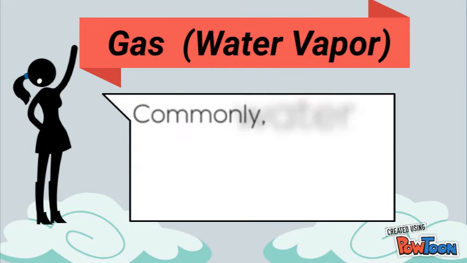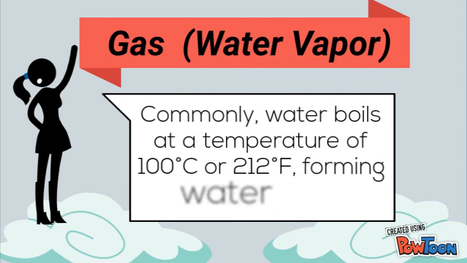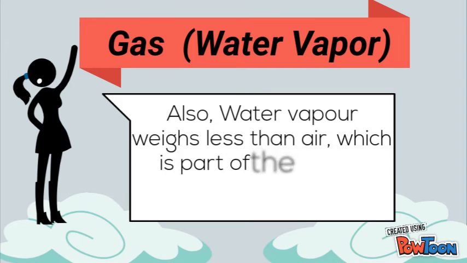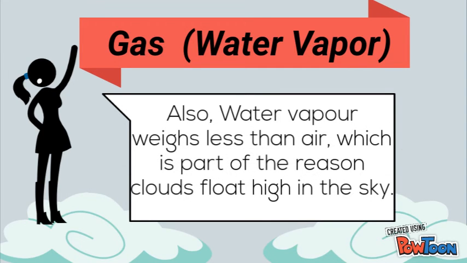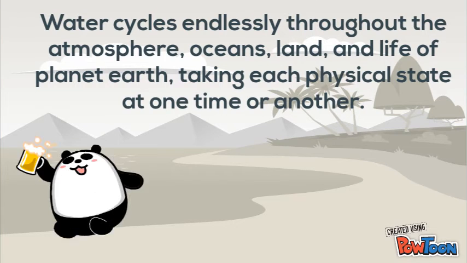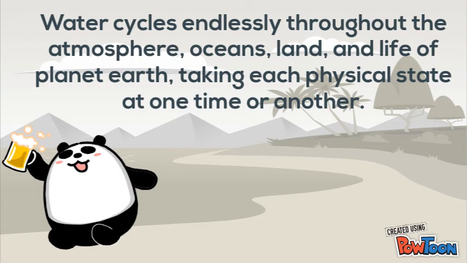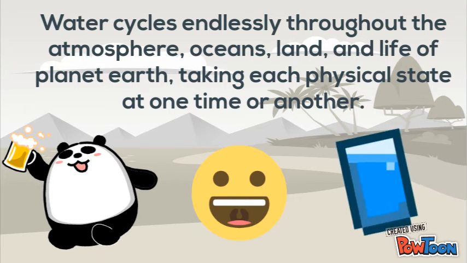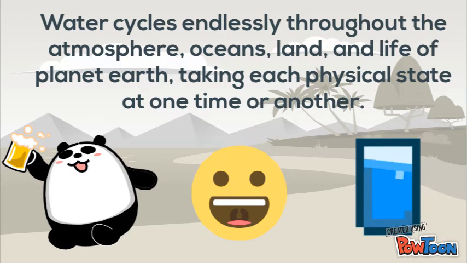Commonly, water boils at a temperature of 100 degrees Celsius or 212 degrees Fahrenheit, forming water vapor. Also, water vapor weighs less than air, which is part of the reason clouds float high in the sky. Water cycles endlessly throughout the atmosphere, oceans, land, and life of planet Earth, taking each physical state at one time or another.